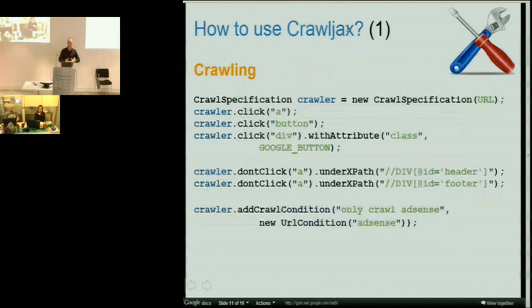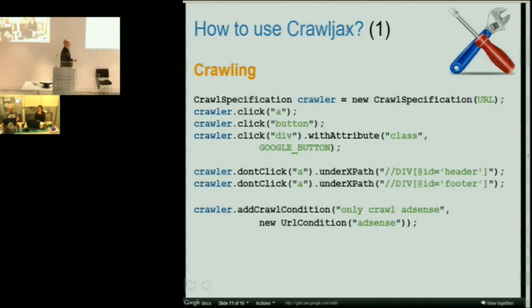So now about how you can use Crawljax. The first thing is you specify how you can crawl the application. So you create a crawl specification, and you say click all anchor tags. And for example, click all buttons. So that's quite general because most applications would have anchor tags and buttons. On the AdSense front end, we also have the Google buttons, so you should also click those. But as you just mentioned, some links you don't want to click.